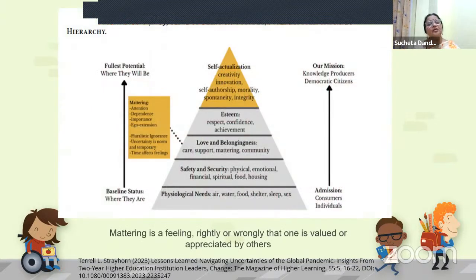So what Strayhorn did was he sort of superimposed this idea of belonging onto Maslow's hierarchy. And what he said was that once the physiological needs and safety and security were taken care of, after that the love and belonging can manifest. And he talks about mattering. What is mattering? Mattering is a feeling, rightly or wrongly, that one is valued or appreciated by others.